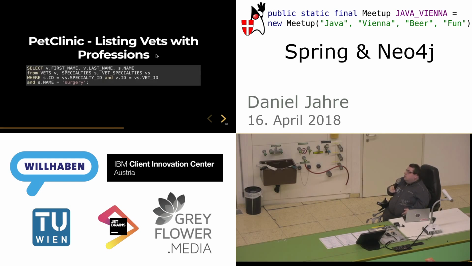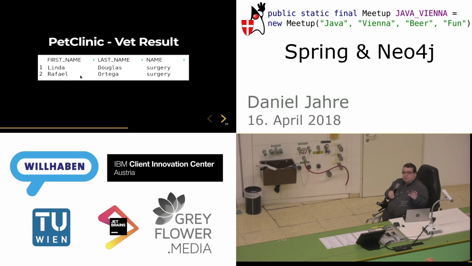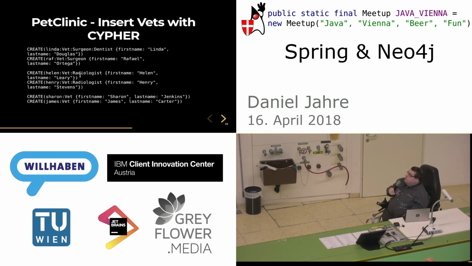Then I wrote a secret query, but we start with the island. This is the secret query we need to get all the surgeons. And we see we have 3 tables involved, and we have 2 join conditions and a filter condition. And what we get is this result. And what we now want to do is to add the surgeons and all the vets to the database.